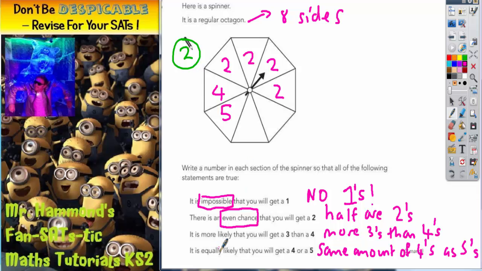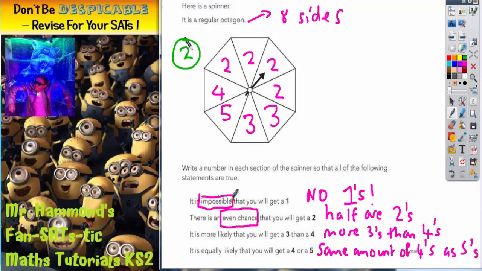But we need to have more 3s than 4s. Well, if we put 1 3 on, at the moment there are the same number of 3s as 4s. So this last remaining section is going to have to be a 3, so that there are more 3s than 4s. Now at this point, it's a good idea that we just check through the statements.